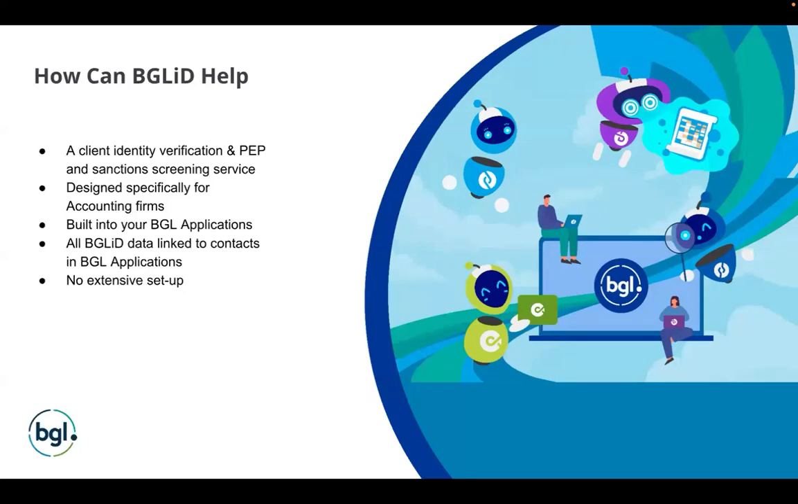All BGLiD data is linked to the contact. So for example, if you have a director of a company and run a BGLiD screening on them, that screening is linked to their contact record. There is no setup or training required. It's just built into your applications and you just need to add a credit card or use the existing one on your account.